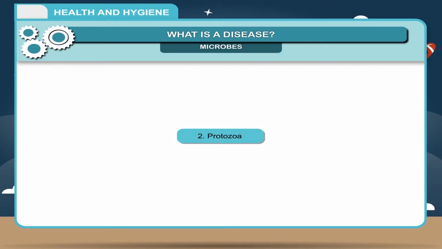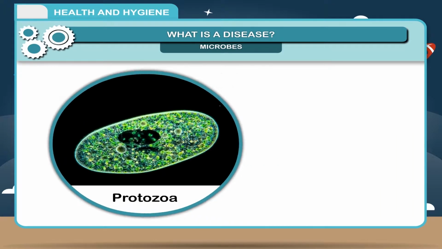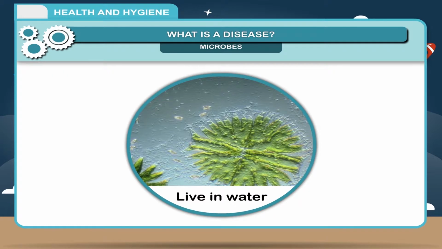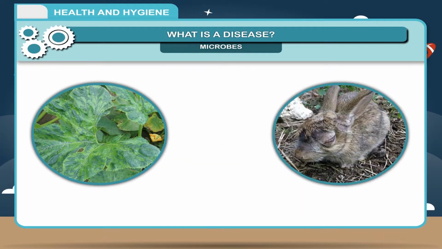2. Protozoa. Protozoa are bigger than bacteria. Most of them live in water. Others live as parasites in the bodies of plants and animals.